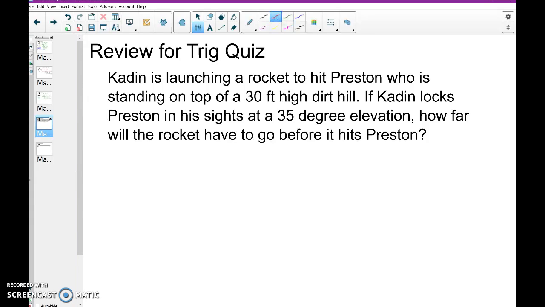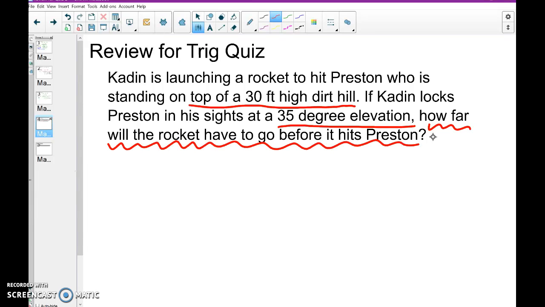Okay? So Caden is launching a rocket to hit Preston, who is standing on top of a 30-foot high dirt hill. He seems like a great friend. If Caden locks Preston in his sights at 35-degree elevation, how far will the rocket have to go before it hits Preston? Okay, so now as you can see, I've already done all my underlining, getting the key features in there. And let's draw my picture in. There's my hill. And Mr. Preston is standing at the top of it, waiting to get hit with the rocket.